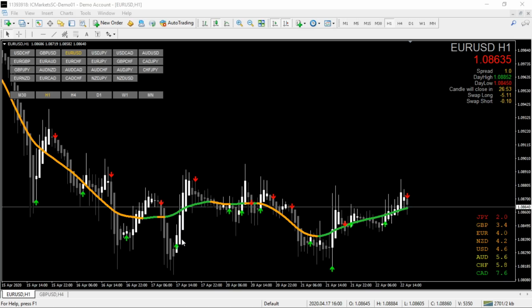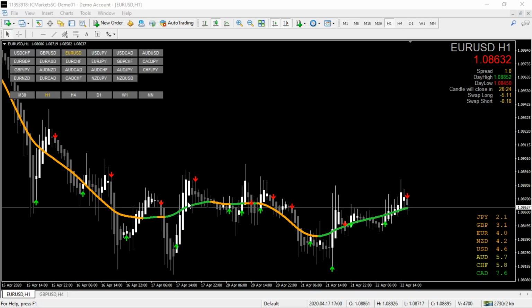So as you can see, this green arrow right here is a valid signal. If all these 3 rules are satisfied, we enter into a buy trade. If one of these rules is not satisfied, then we do not take that trade.